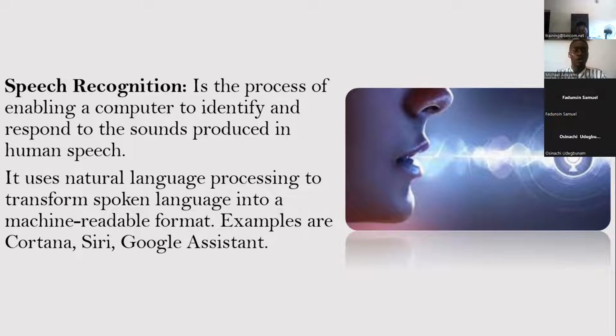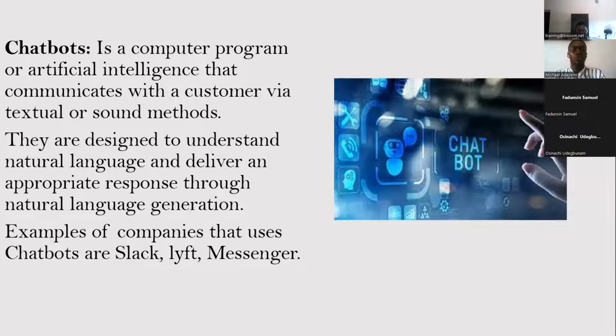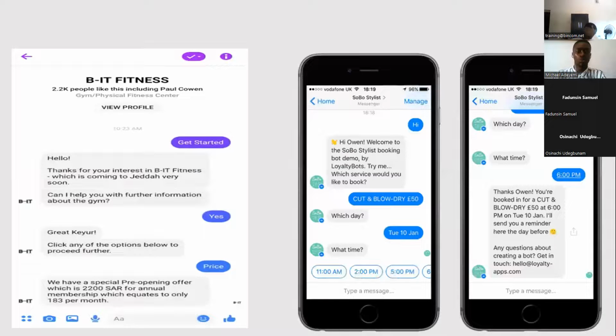We also have chatbots. A chatbot is a computer program or artificial intelligence that communicates with a customer via textual or sound methods. They are designed to understand natural language and deliver an appropriate response through natural language generation. Some examples of companies that use chatbots are Slack, Lyft, and Messenger. Even WhatsApp also uses chatbots. So these are some examples of chatbots.